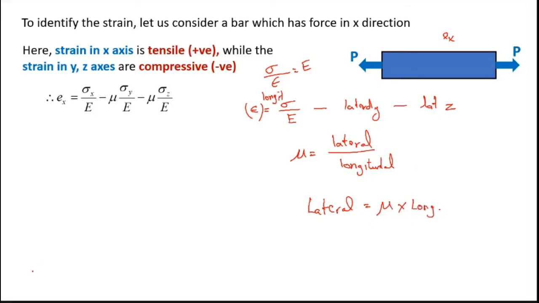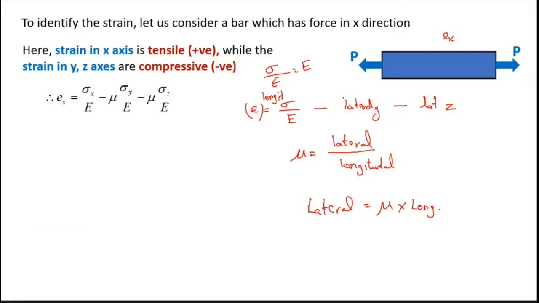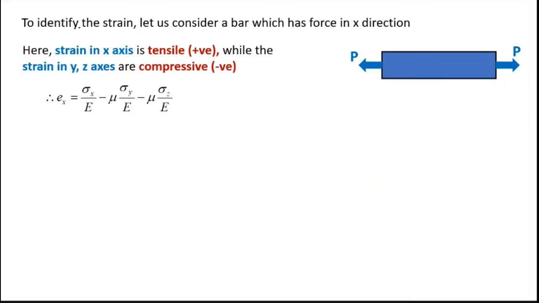So அப்ப என்ன வரும்? So when I do that, there will be a change here, right? This will be mu into sigma by E ன்னு வந்துரும். இது என்ன sigma? இது sigma y, y ல இருக்கிற force. Similarly, this also mu into sigma z by E, right? That is what it is indicated here. We'll proceed.